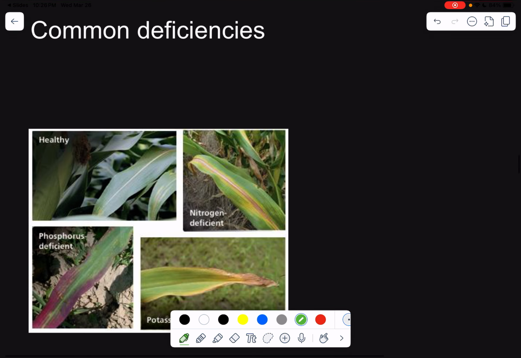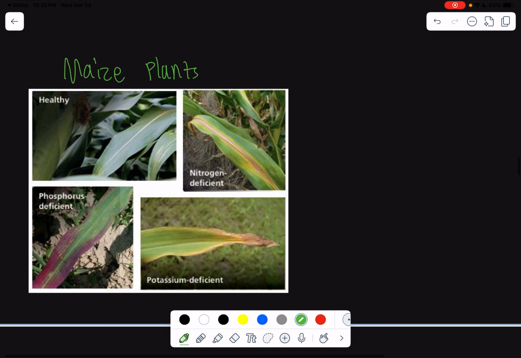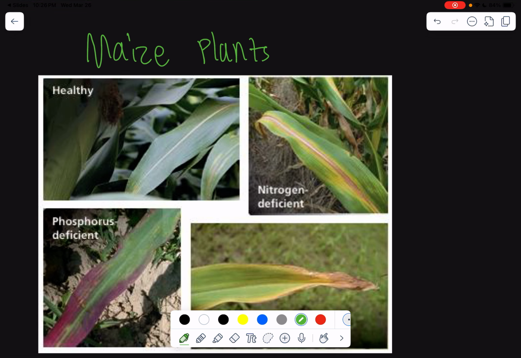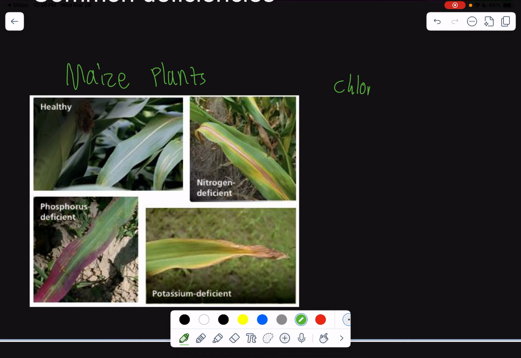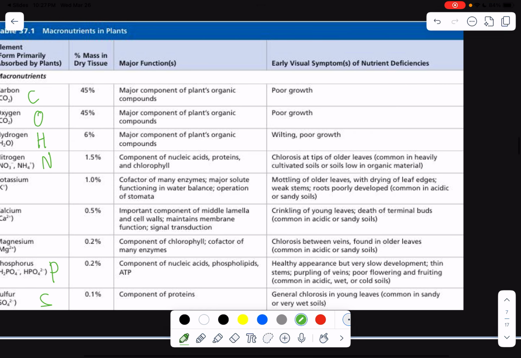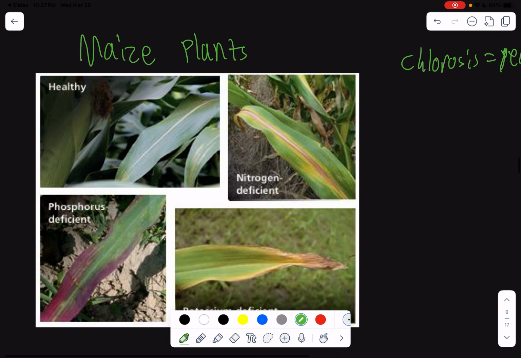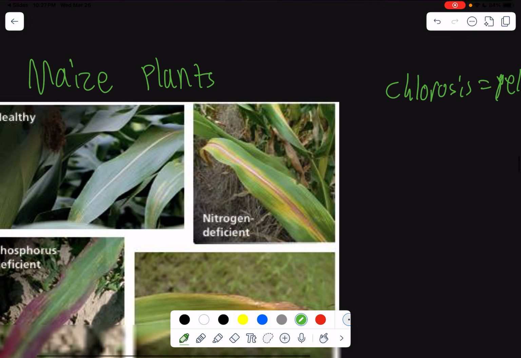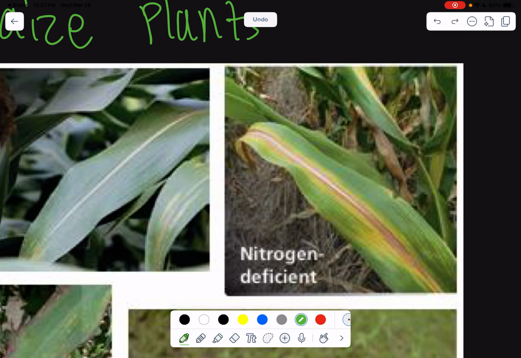And so here are some common deficiencies. These are all from maize plants. Which you can see here that unhealthy one, there's no yellowing or chlorosis. And then if we see nitrogen deficiency, we can look at our reference. Nitrogen, chlorosis at tips of older leaves and common in heavily cultivated soils. And we can clearly see here that there's a clear streak and there's obviously yellowing at the tip.